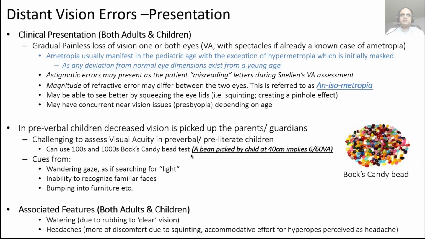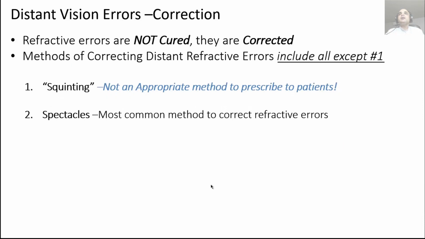So just in case you did not hear what I was saying and just had your eyes open and your ears closed, or you were probably listening to music, I've put this line down here that a bean picked up by a child at 40 centimeters implies 6/60 visual acuity. I did actually say it, so I've also written it just to make sure. So you can say not only was it audible, it was also viewable or visible, whatever.